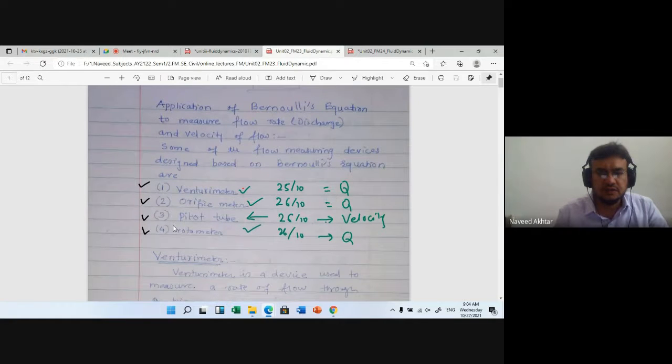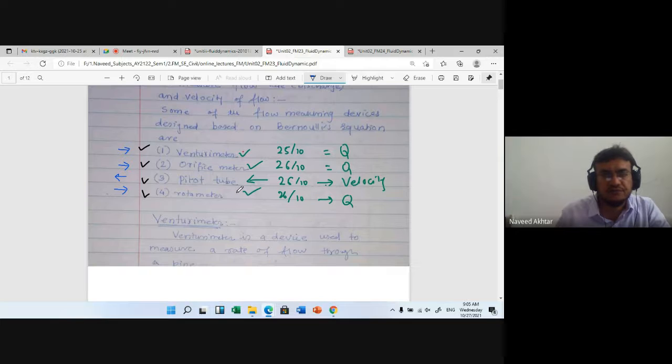So there are four types of flow measuring devices included in your syllabus: Venturi meter, orifice meter, and rotameter. These three are used for measuring discharge, and the Pitot tube is used to measure the velocity of flow.